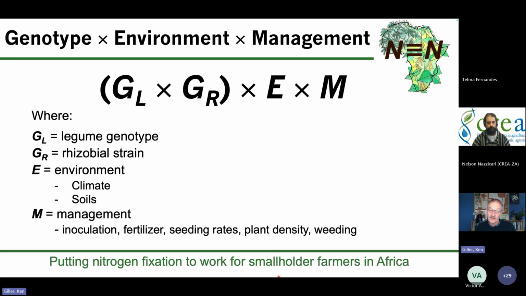And we use this approach, which I think all of you would recognize as scientists working with legumes, a genotype by environment by management approach, where the genotype, of course, is the interaction between the legume genotype and the rhizobium strain. These are then targeted to different environments, and I already mentioned the targeting of different grain legumes to different regions. And then, of course, management being the inoculation, fertilizer, seeding rates, plant density, good agronomy, basically, to make the system work in the field.